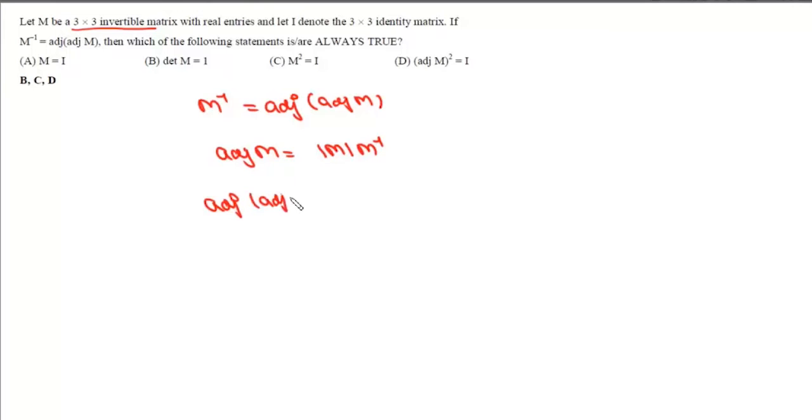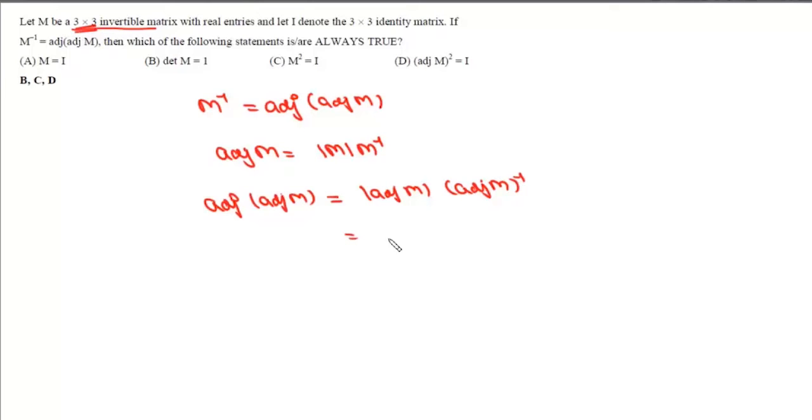Now the question is, let M be 3 cross 3 invertible matrix with real entries and I be identity matrix. If M inverse is equal to adjoint of adjoint M, then which of the following statements is or are always true? Now we know that adjoint of M will be determinant of M into M inverse. Now adjoint of adjoint M will be determinant of adjoint M into adjoint of M inverse.